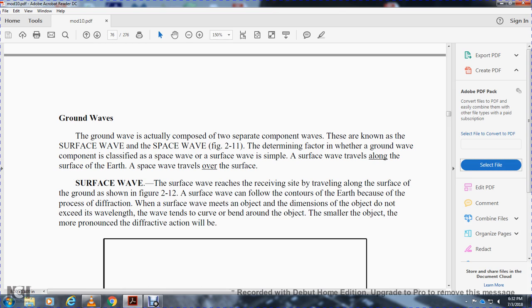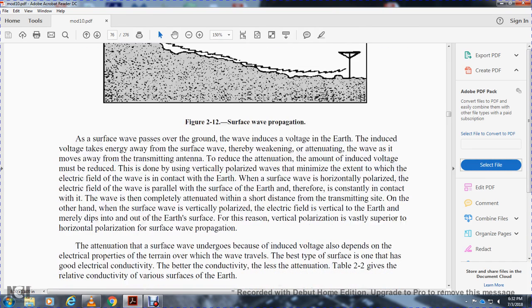Diffraction occurs when a surface wave meets an object with a dimension that does not exceed the wavelength. The wave tends to curve and bend around the object. The smaller the object, the more pronounced the diffraction action occurs.